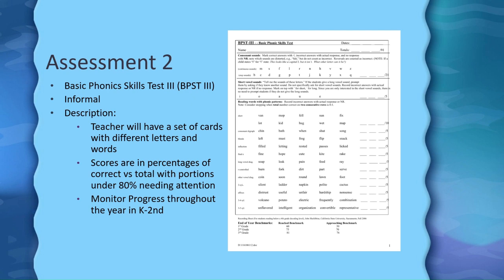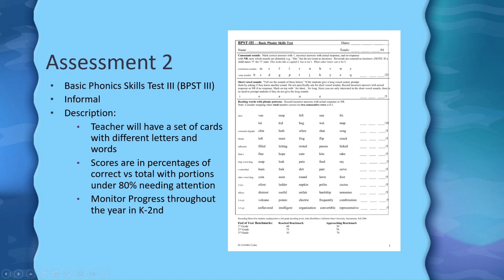Our second assessment is the Basics Phonics Skills Test 3. This is technically an informal test. I know the sheet next to it makes it look like it would be more formal, but it is self-described as informal. Within it, teachers have a set of cards with different letters and words.